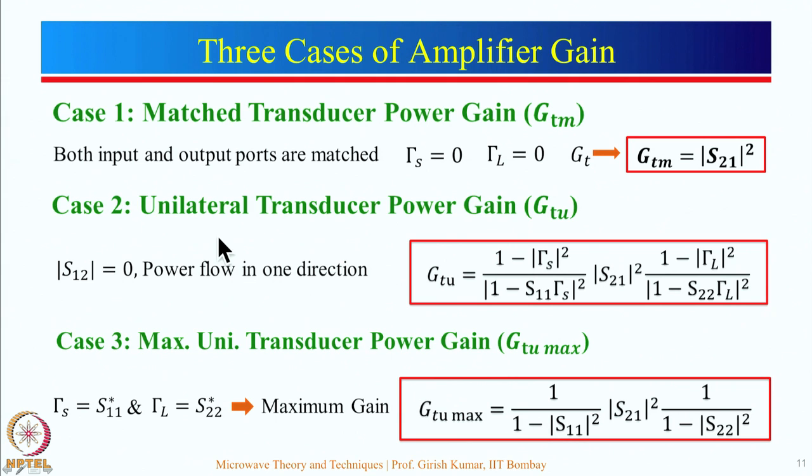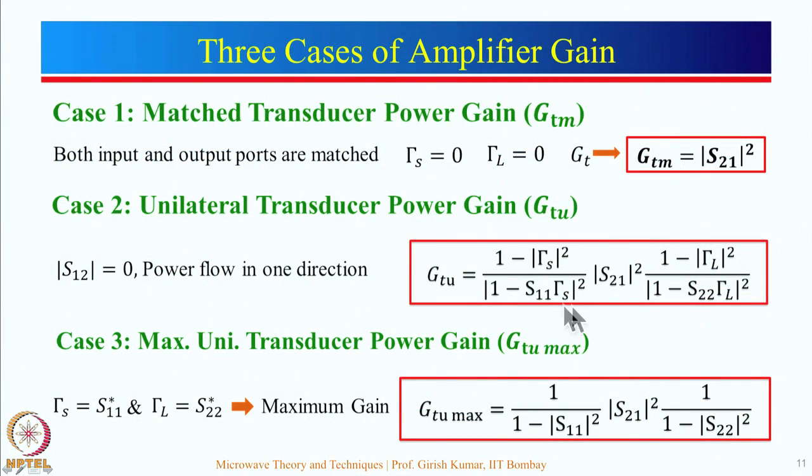Now, let us take a special case of unilateral transducer power gain. This is defined when S12 is equal to 0. That means power flow is only in one direction, and in the other direction there is no power flow. That is why it is known as unilateral case. In case of bilateral, power flow will be in both directions. So, when S12 is equal to 0, you can see here that there is no gamma in or gamma out term right now, because gamma in is now equal to S11 and gamma out is equal to S22 when S12 is equal to 0.